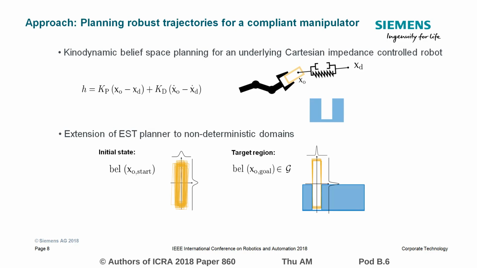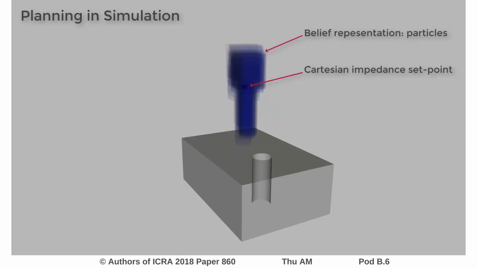We employ a particle-based belief representation of the system state, allowing one to reflect prominent sources of uncertainty such as grasp or localization errors. We extend an expansive space tree planner to non-deterministic domains, where the planner input consists of an initial belief and a target region in belief space. An iterative improvement of our solution is achieved using the AOX meta algorithm.